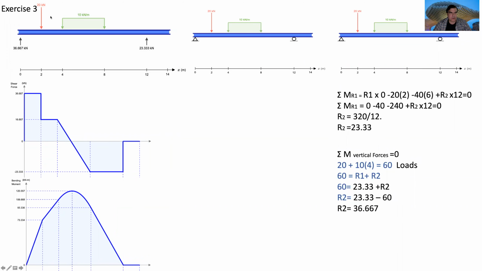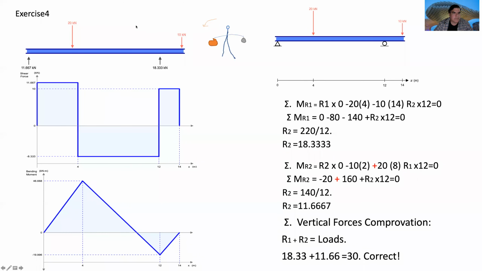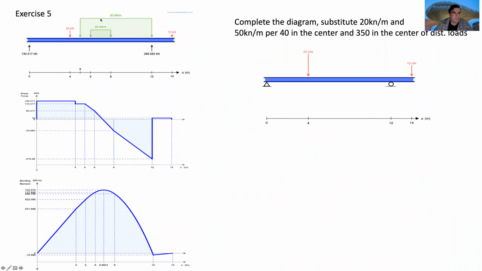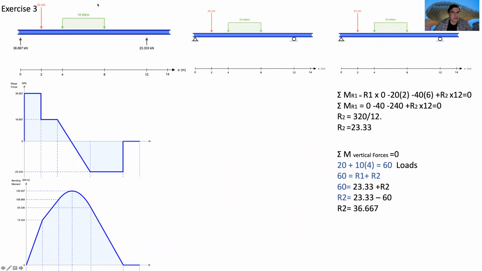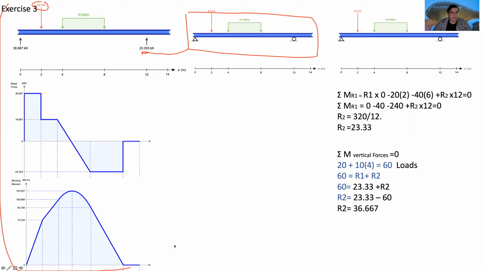Here we have a combination. Look, we have a force. Let me go back, I'm sorry. We have a force that is 20. This is tricky. Let me go back again. I'm running fast. We have a force that is 20. Near the end, we have a distributed force of 10. That is what we receive as an exercise. I will put that information there in order to do all the drawings.